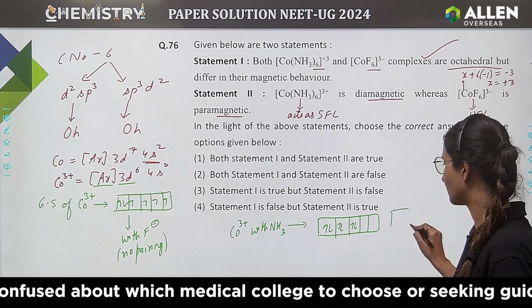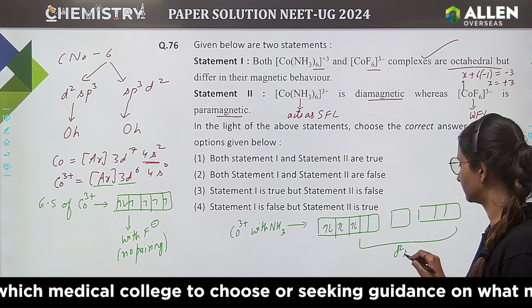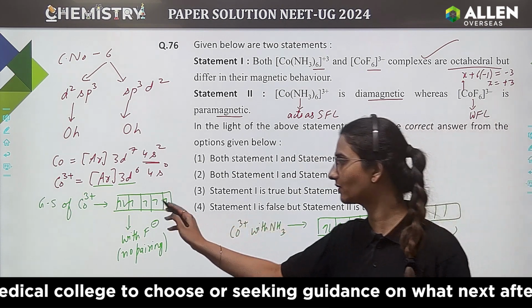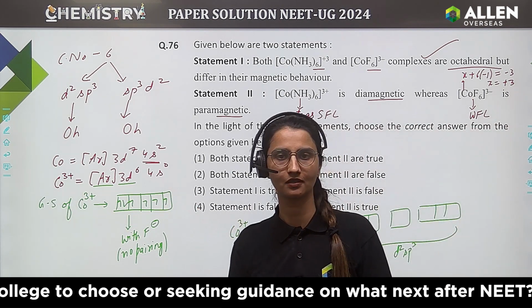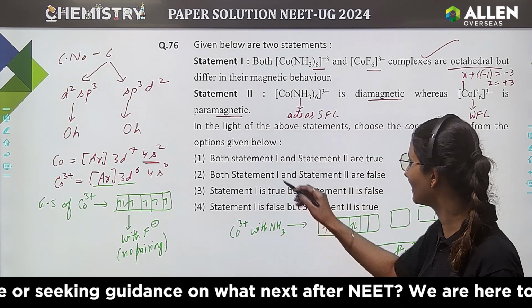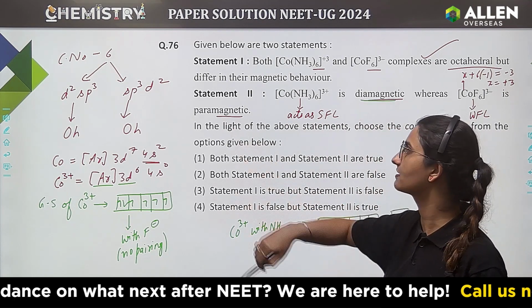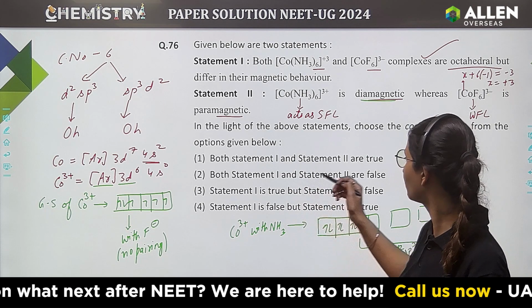And obviously it will give what configuration? d2sp3. Here what will it give? sp3d2. Since electrons are paired, with NH3 it is diamagnetic, with no unpaired electrons, and with F it is paramagnetic. So again, both statements are true.